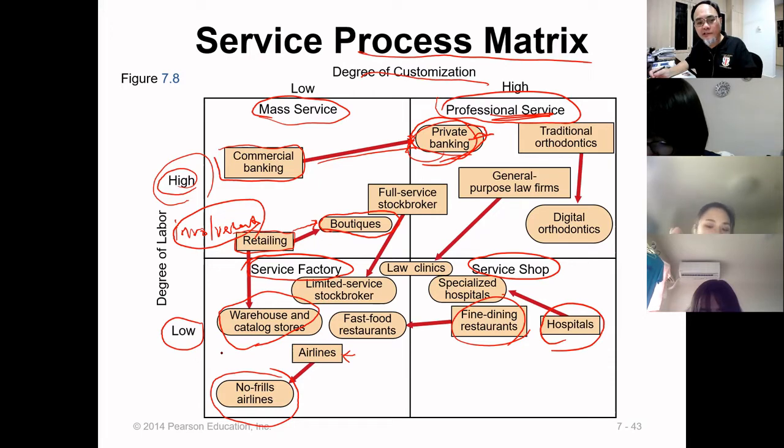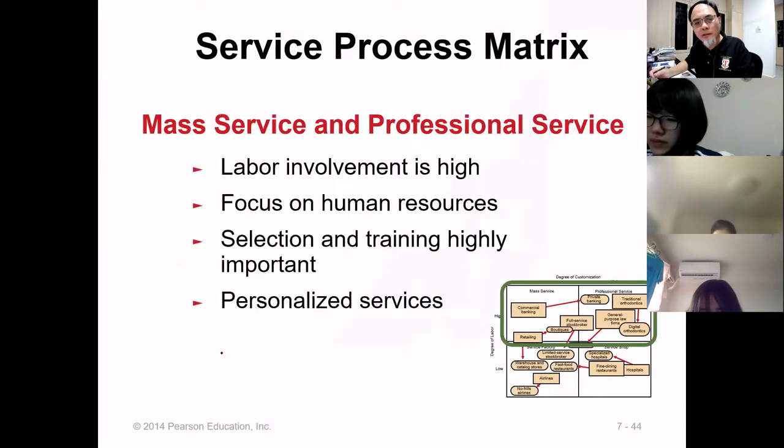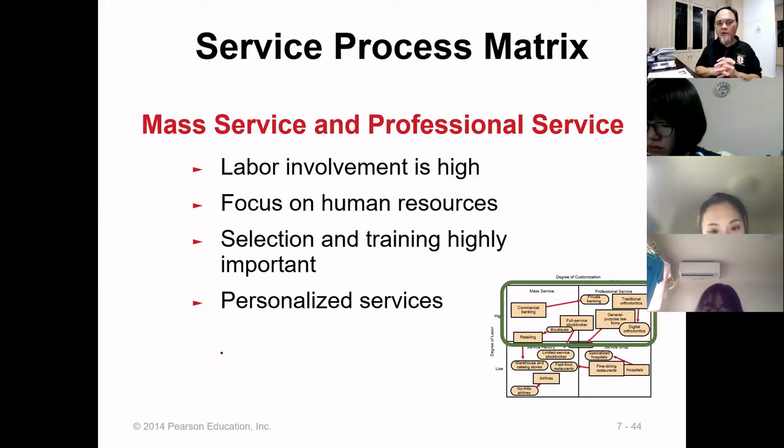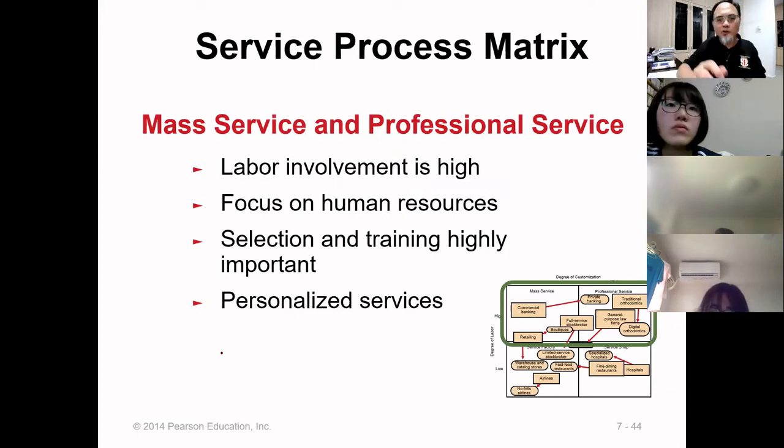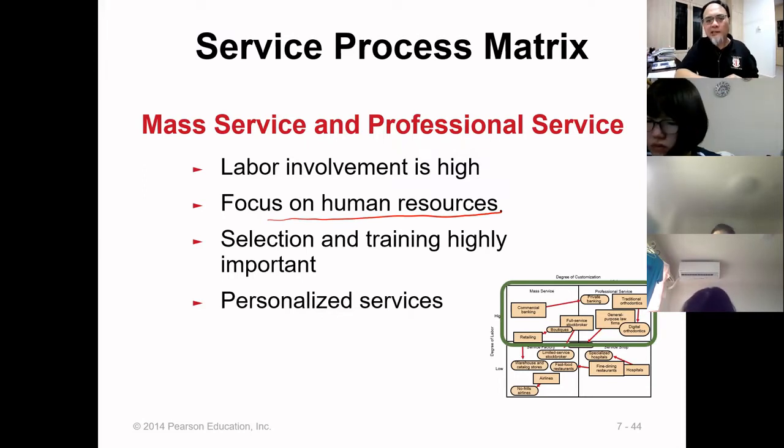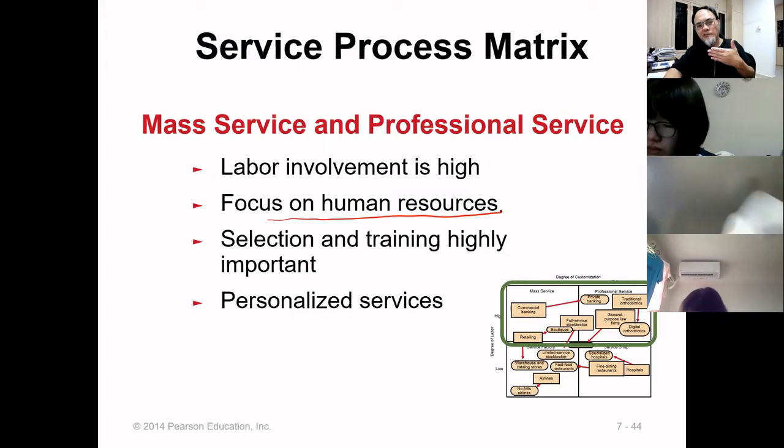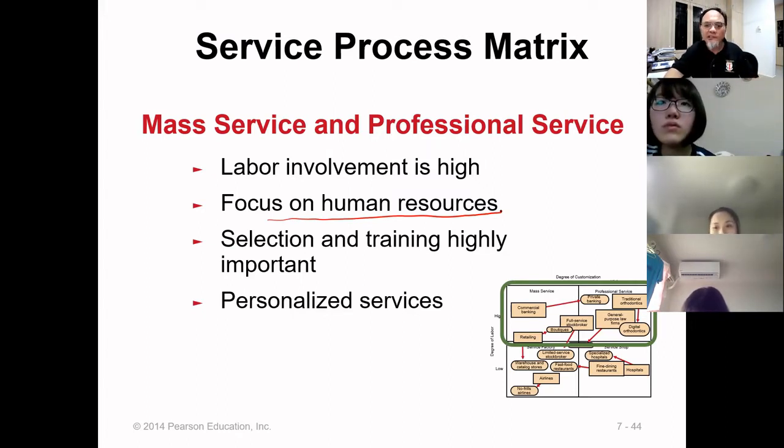So that's why with low labor intensity, there is a lot of room for automation. Explain in detail here, right? Mass service and professional service, labor involvement is high. So that means you need to focus on human resources. Very important, at the upper two quadrants. And selection and training is highly important because it is high labor involvement. If the employee makes a mistake, it is costly to the organization. They will make the customer dissatisfied because of their poor performance. And it is a personalized service.